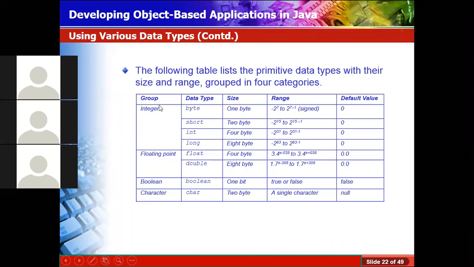In Java, these are called the data types. So these are the data types. A data type is used for storing a value.